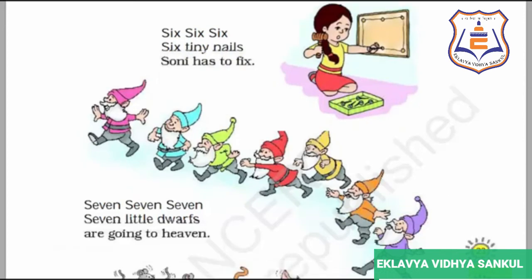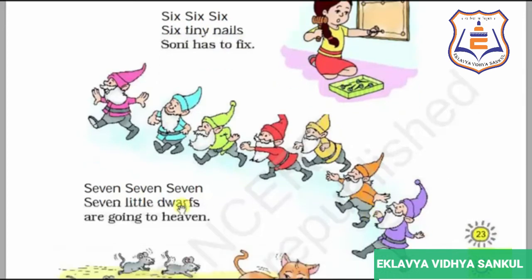7, 7, 7, 7 little dwarfs are going to the heaven. So there are 1, 2, 3, 4, 5, 6, 7 dwarfs. So 7, 7, 7, 7 little dwarfs are going to the heaven.